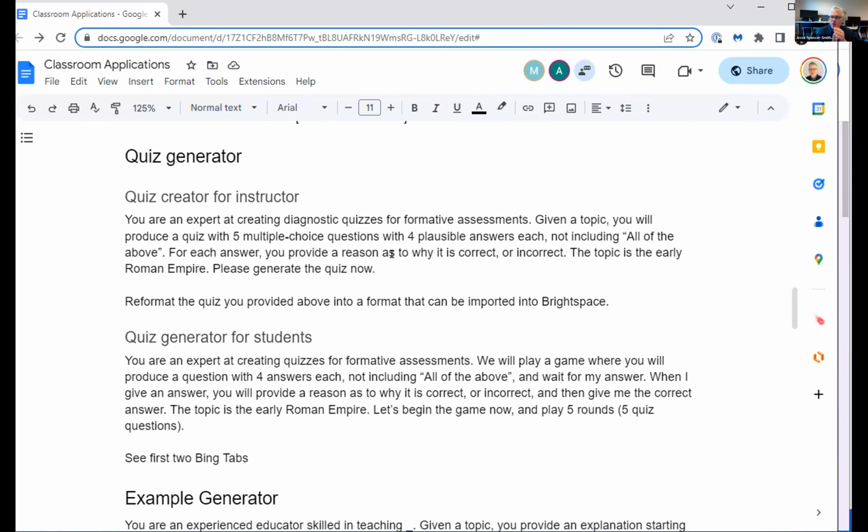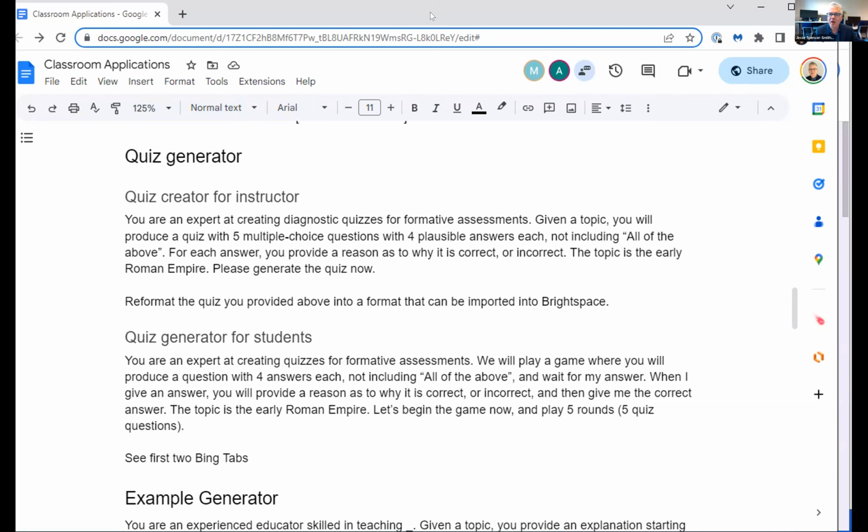Given a topic, it will produce a quiz with 5 multiple choice questions with 4 plausible answers each, not including "all of the above." If you don't include that part, it almost always includes "all of the above." Why? Because that's the wording that appears time and time again on quizzes. So sometimes the prompt matters a lot. Saying don't include that really is important. And then for each answer, you provide a reason as to why it is correct or incorrect. And then I give it the topic. Topic is early Roman Empire. Please generate the quiz now.